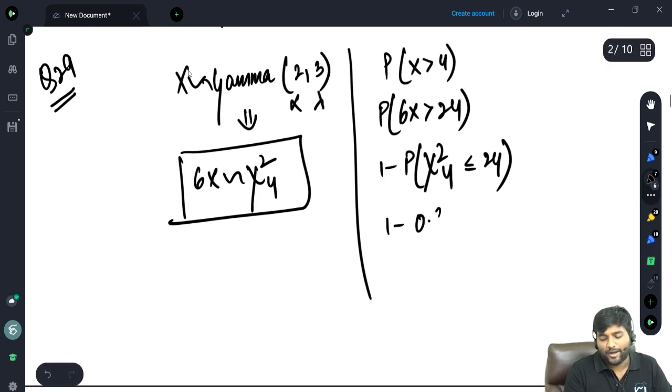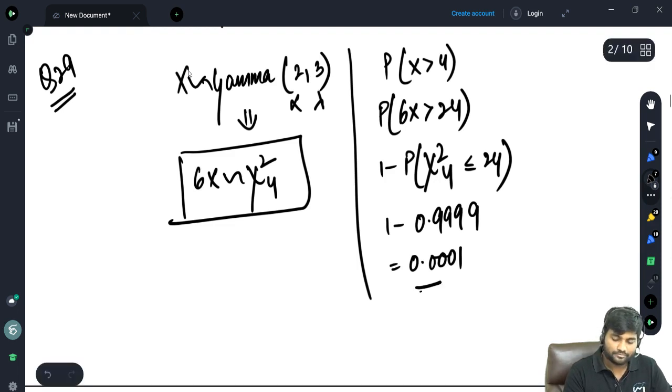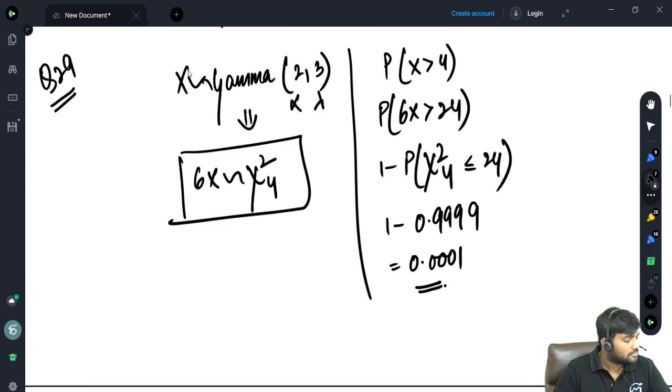One minus 0.9999. So we are getting 0.0001. Please solve B.